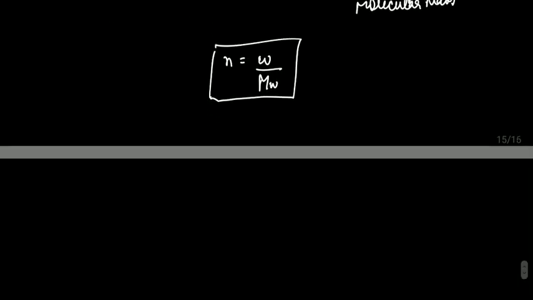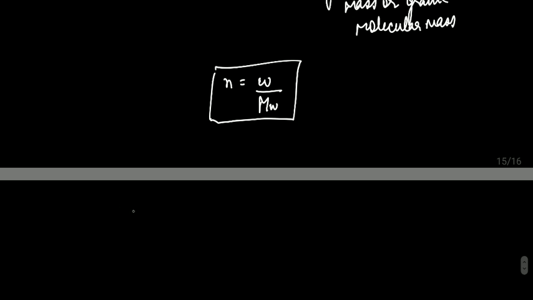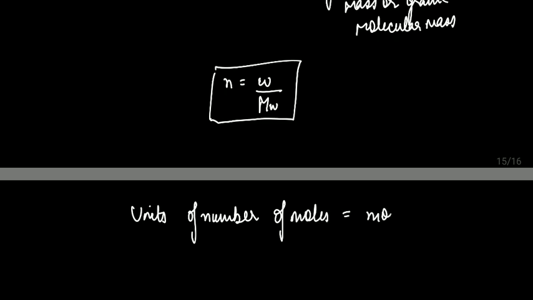So we are going to do one question, a very simple question. Before that, please remember the unit of number of moles. We write it as MOL. We never write it as MOLE. We never write it as MOLES. It's always going to be MOL.